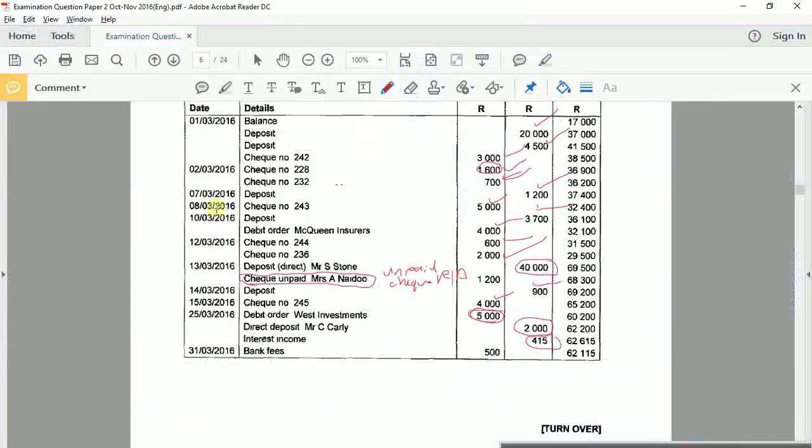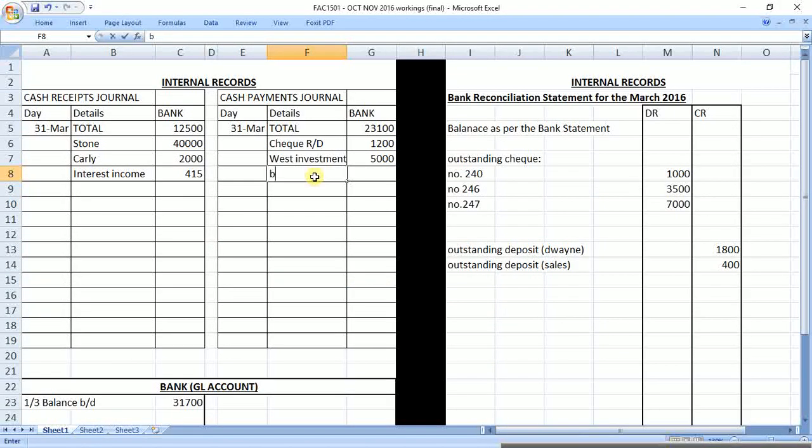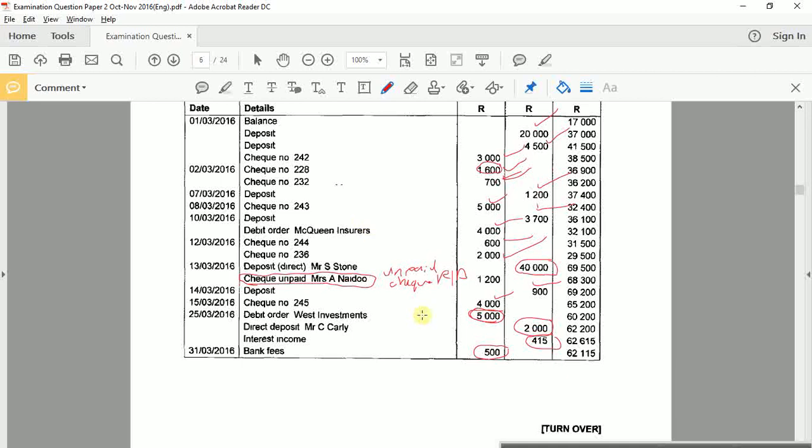Okay. Bank fees. What is that? It's a payment. Good. Bank fees, or bank charges, up to you. 500. Is that it? Well, not all of it. We still need to look at that.